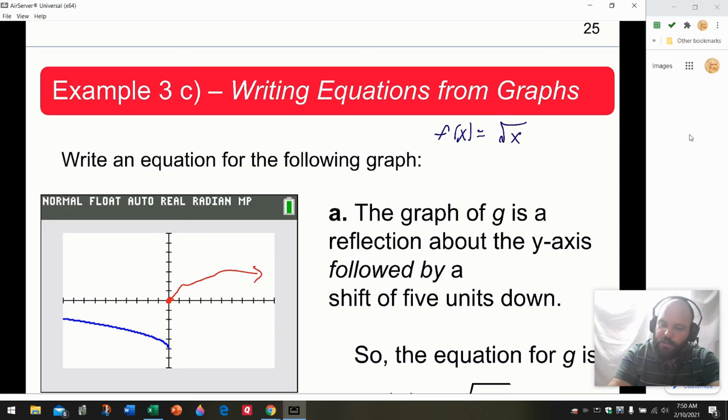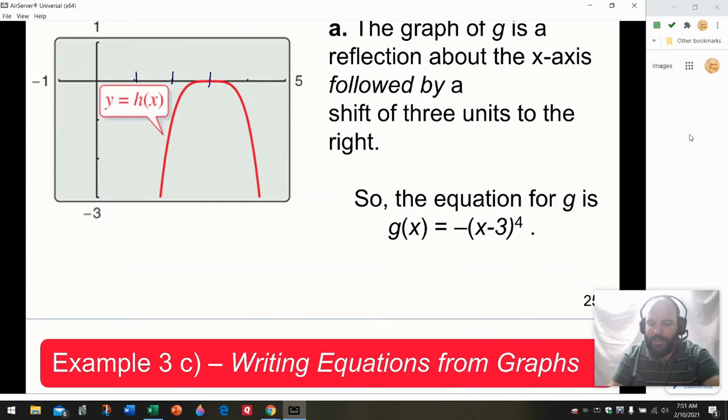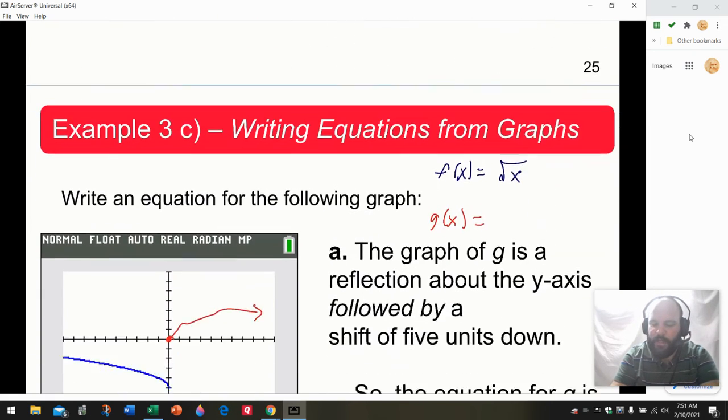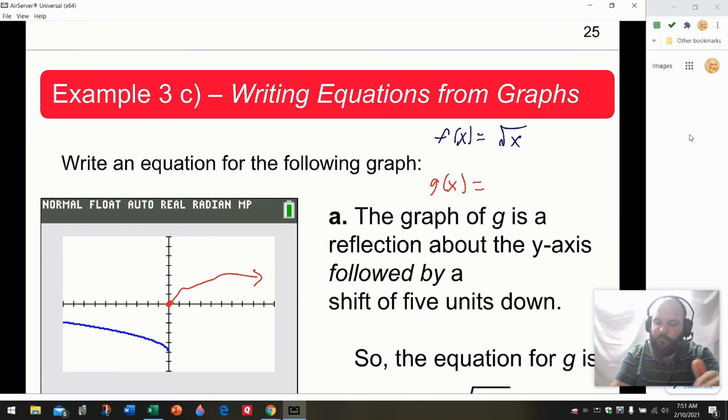I'm going to start with the reflection. So I'm going to go ahead and call this g of x. And when we have a reflection about the y-axis, remember, we had a reflection about the x in the last two, and the negative was on the outside. So the negative was on the outside because it was a reflection about the x. This is a reflection about the y. Therefore, that's going to give us a negative on the inside. So that's going to get us the reflection.